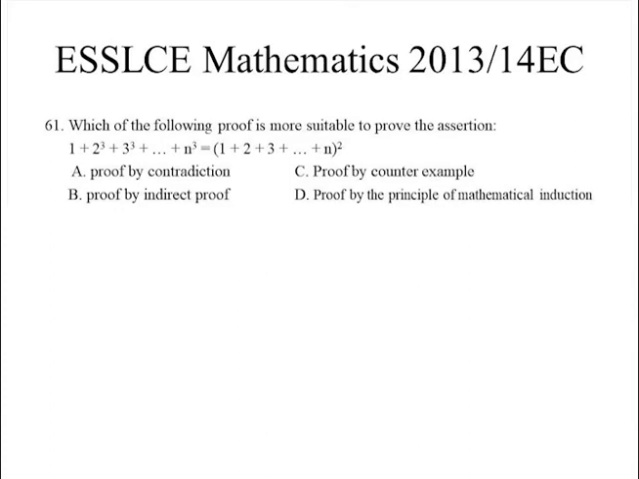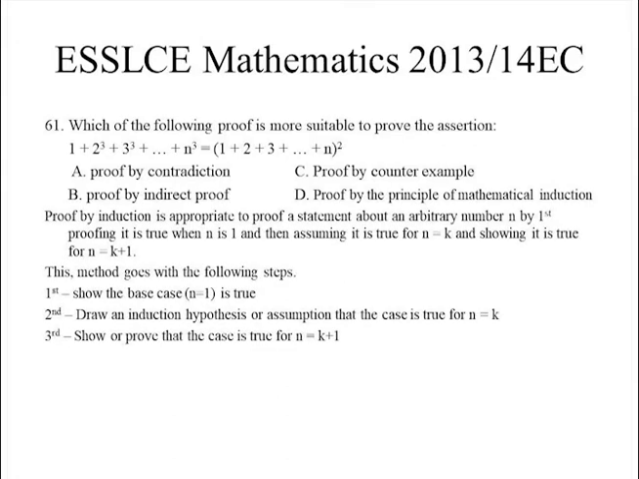Question number 61. Which of the following proofs is more suitable to prove the assertion 1 plus 2 cubed plus 3 cubed plus ... plus n cubed is equal to (1 plus 2 plus 3 plus ... plus n) the whole squared? Proof by induction is appropriate to prove a statement about an arbitrary number n by first proving it is true when n is 1 and then assuming it is true for n equal to k and showing it is true for n equal to k plus 1. Thus, choice D, or proof by the principle of mathematical induction, is the correct answer.